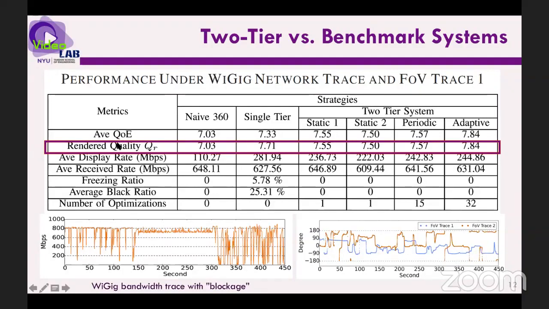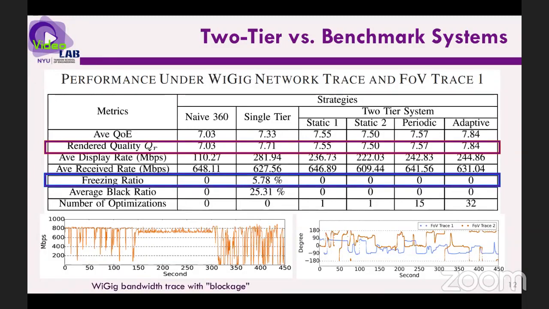The render quality refers to the quality in the pixels that's actually rendered. The freezing ratio is the percentage of frames that arrive late and cause freezing. And the black ratio refers to the percentage of pixels that are outside the predicted FOV, but are actually in the user's FOV.